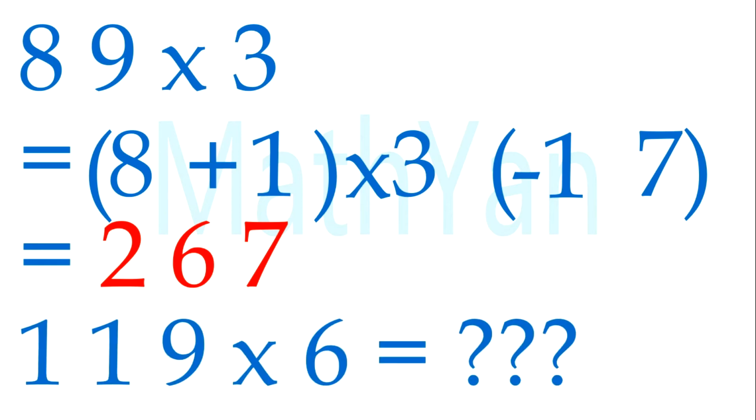What about this? 119 times 6. So it will be 11 plus 1 times 6. 11 plus 1 is 12. 12 times 6 is 72. So 72 minus 1 is 71. So the front number is 71. So the last digit will be 4. So 7, 4.